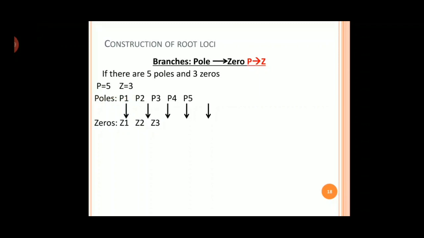So I name those 5 poles as P1, P2, P3, P4, P5, and I name the zeros as Z1, Z2, Z3, Z4, Z5. I'm sorry, here the alignment is missing. Actually, these arrows are starting from poles. From each pole there is an arrow downwards. So the property says that branches will always start from pole to zero.